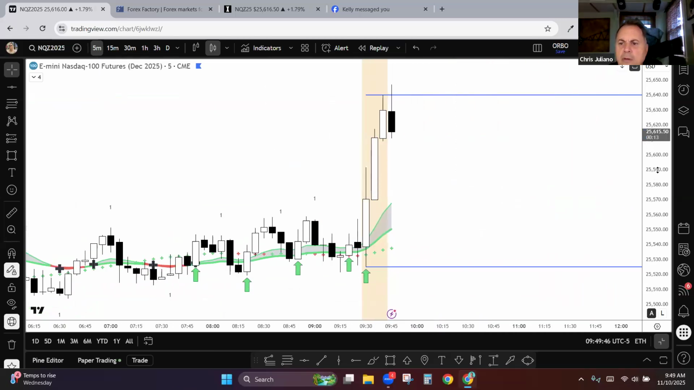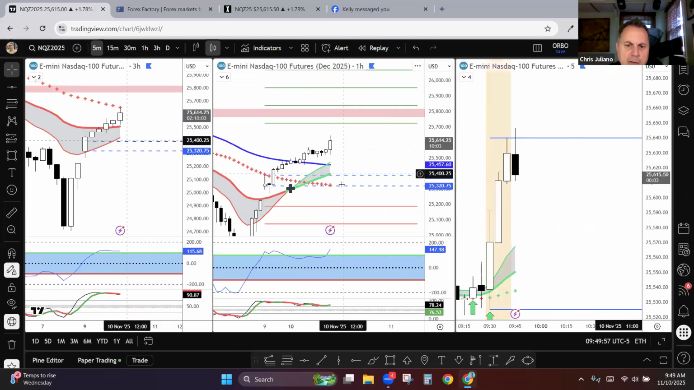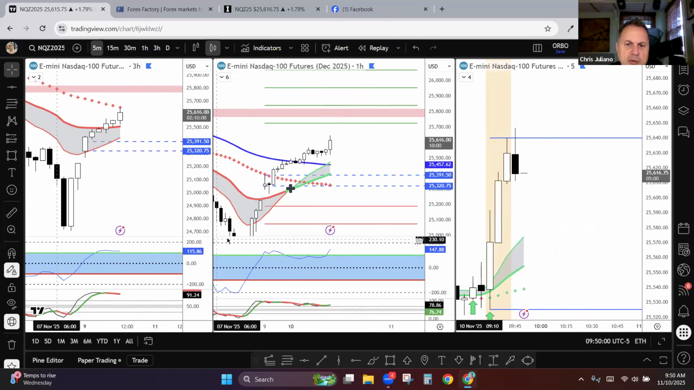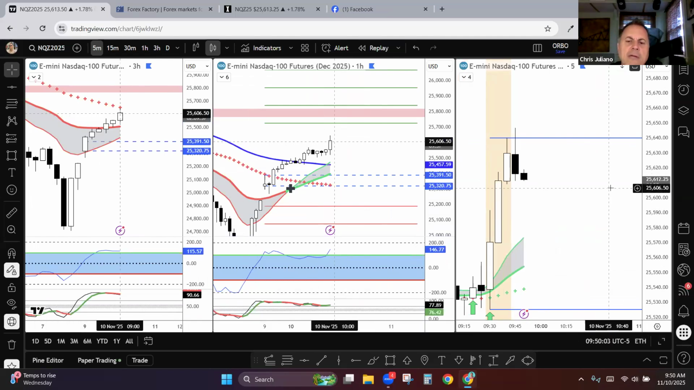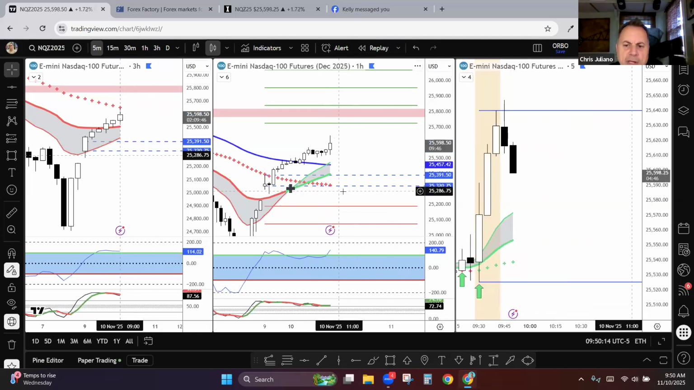Okay, and what we can do is wait for this to do whatever it's going to do, right? Yeah, we still got very strong momentum here to the upside. But again, remember this right here. It could pull back. It could pull back right to the 50.